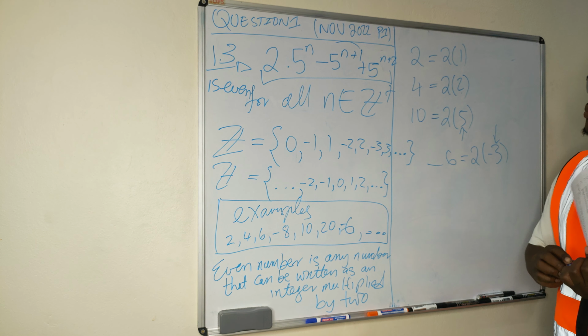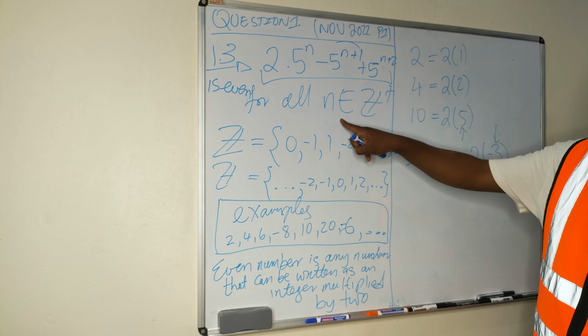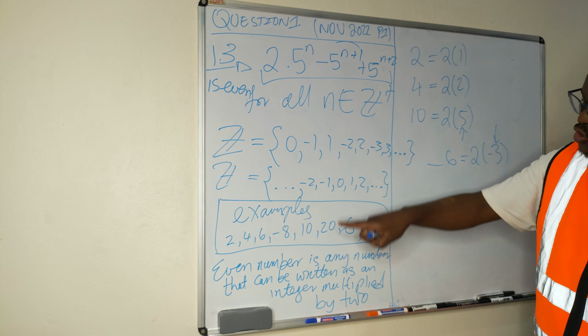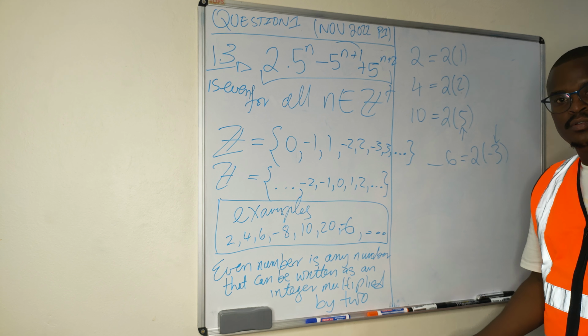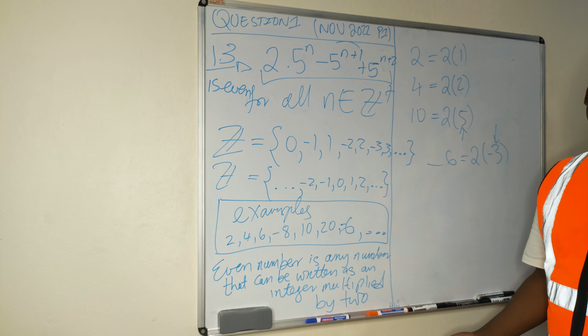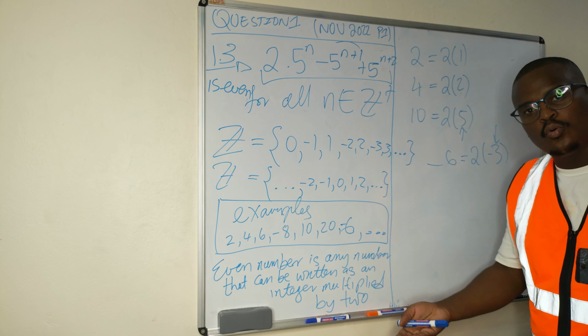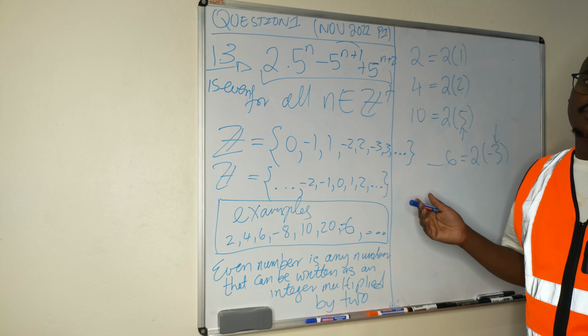So now, if you want to show that this thing is even for all positive integers n, then you must show that it can be written as 2 times an integer. That's what you need to do. You must show that this thing can be written as an integer times 2, then it is even. That's what you should be aiming for. Let's do that.